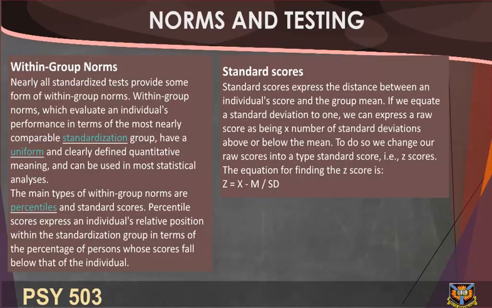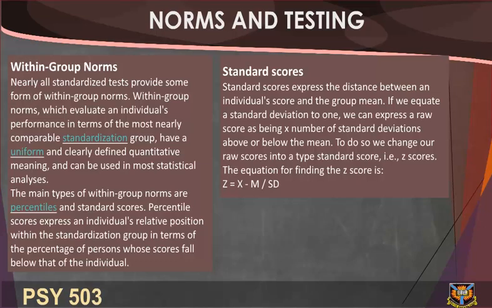Within group norms. Nearly all standardized tests provide some form of within group norms. Within group norms, which evaluate an individual's performance in terms of the most nearly comparable standardization group, have a uniform and clearly defined quantitative meaning and can be used in most statistical analysis. The main types of within group norms are percentiles and standard scores.